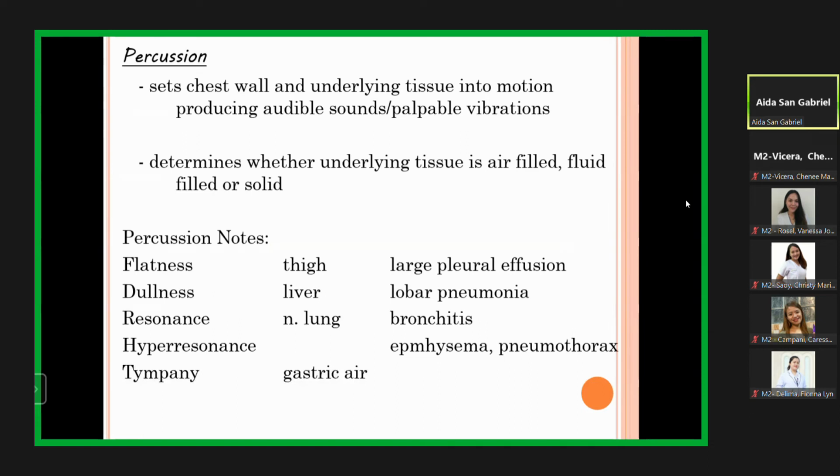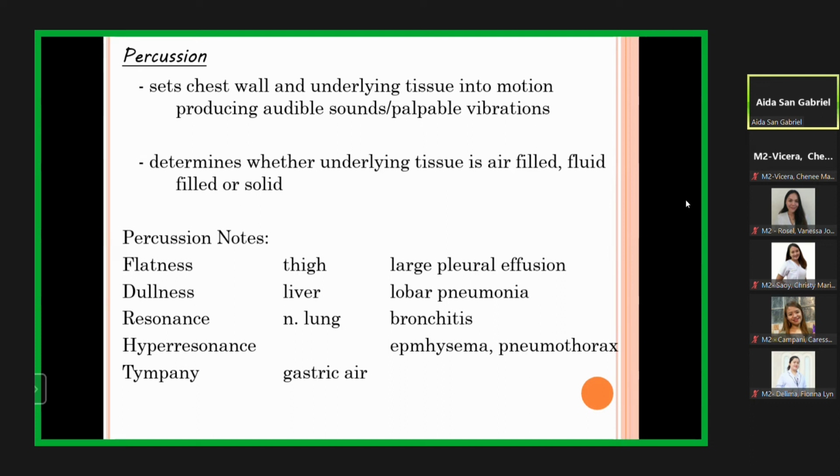The next procedure, after inspection and palpation, is percussion. Percussion is a procedure which sets the chest wall and underlying tissue into motion, producing audible sounds or palpable vibrations. This determines whether underlying tissue is air-filled, fluid-filled, or solid. The different percussion notes that you will encounter are flat, dull, resonant, hyperresonant, and tympanic.